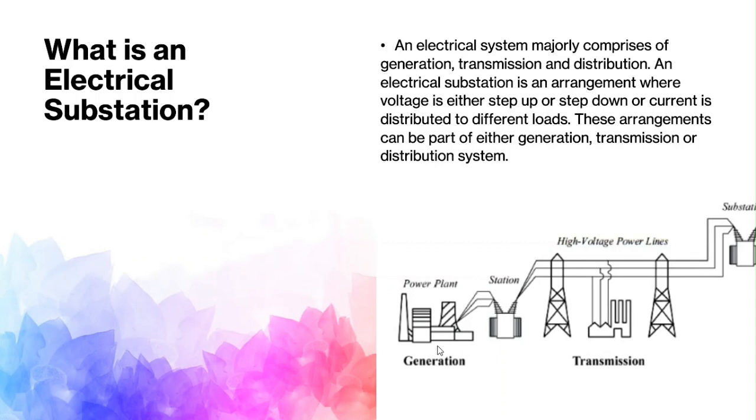Again, in the case of distribution, this voltage is again stepped down to different distribution voltage levels, maybe 33 kV, 6.6, 11 kV, or 415 volt final distribution. So in this case, we need step up and step down. The arrangement where the step up and step down is done is called the substation.